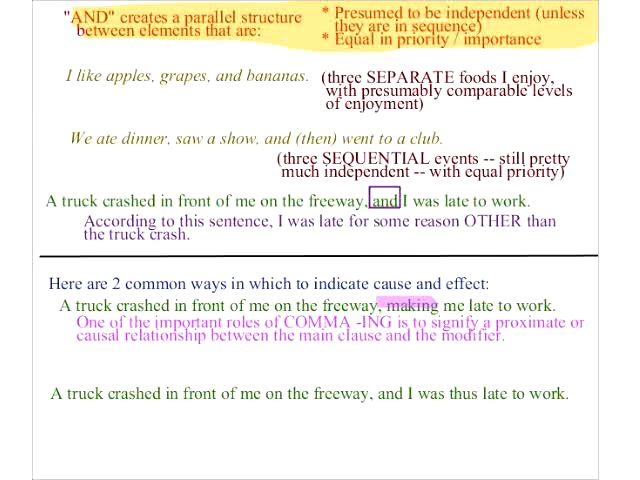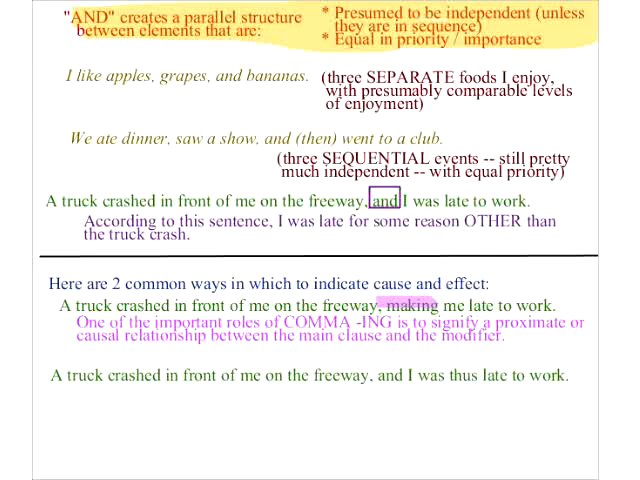So a truck crashed in front of me on the freeway, comma, making me late to work, signifies that the truck, by crashing in front of me, made me late. So that this is actually a cause and effect type of situation. Or you can use and as long as you pair it with another connector that signifies cause and effect. So if you have and thus, or and so, or and consequently, and any of those kinds of things.